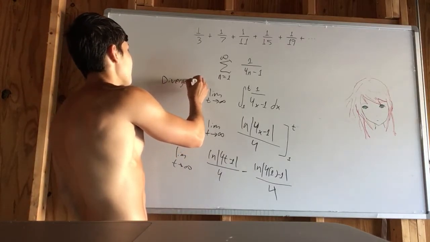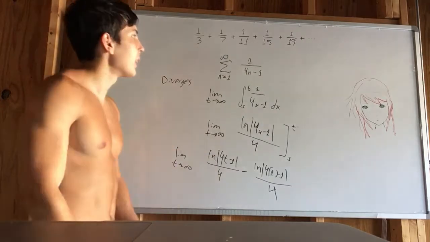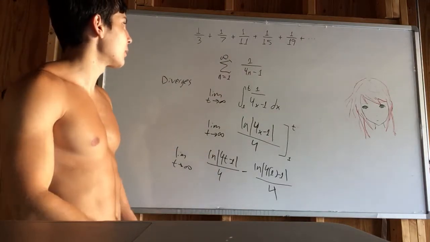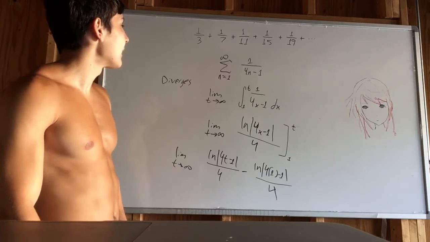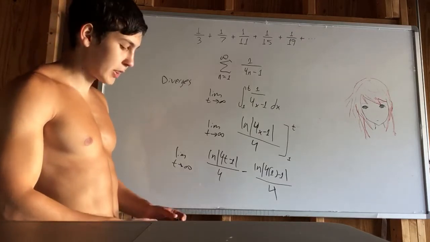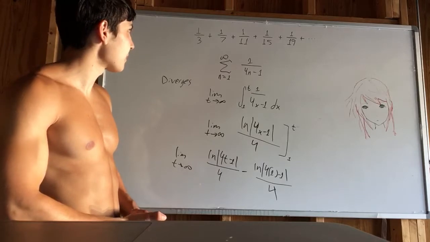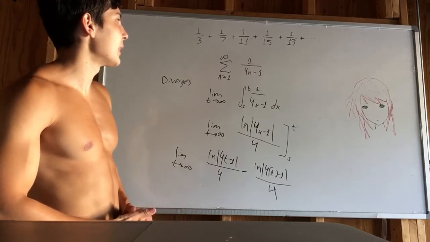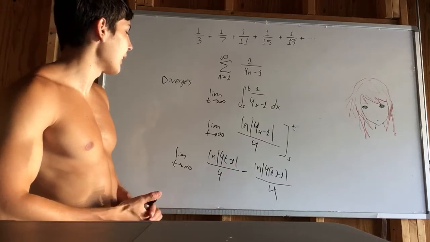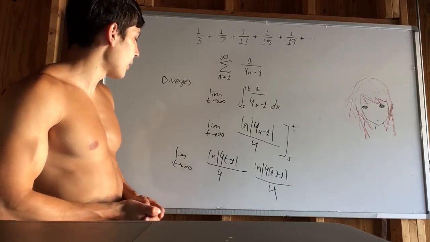This divergence, obviously, we could have just based on intuition seen that that was going to diverge. You're just going to keep adding and adding numbers, and it just doesn't seem like it would reach an actual number if you start plugging in into your calculator.